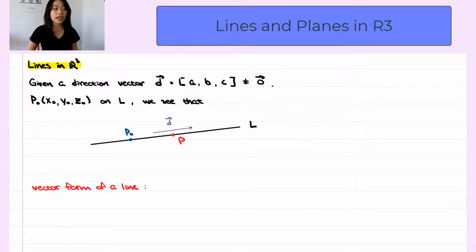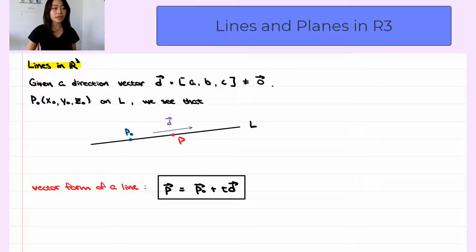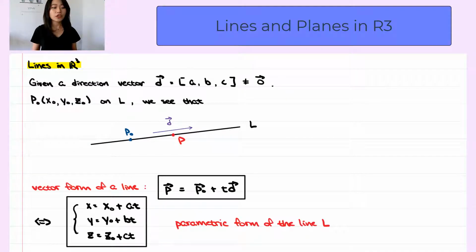Then any point on this line can be characterized in this form. In vector form, we have P, which is any point on the line, equals one point on the line, P0, plus a free variable, T, times the direction vector, D. Or we can write out the x, y, and z components, and that gives us the parametric form of the line L. So for each component, there's a constant, which is the corresponding coordinate of P0, plus the corresponding component of direction vector D times the free variable T.